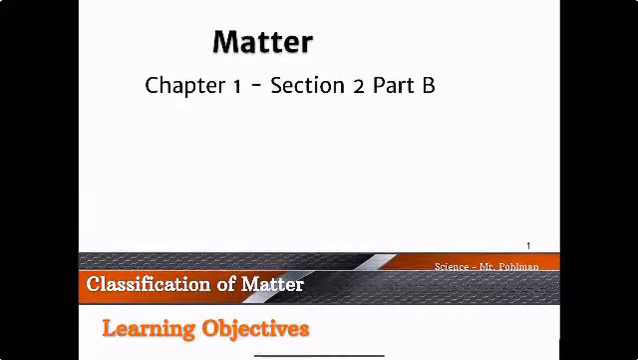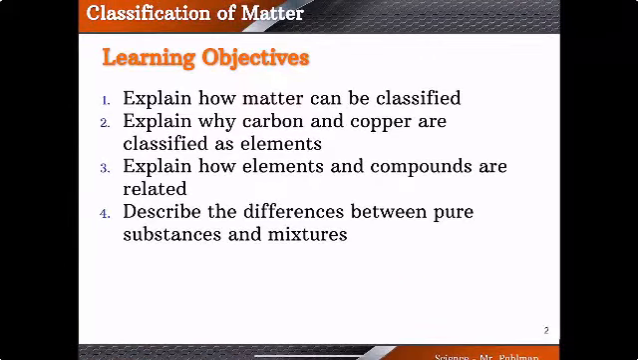So we're going to be looking at classifying matter. What you need to understand before you're finished with this is, how can you classify examples that are given to you? Is it classified as an element, pure substance, compound, colloid, solution, all those good things? You've got to be able to do that. Explain why carbon and copper are classified as elements, not compounds, and what the difference is between elements and compounds.